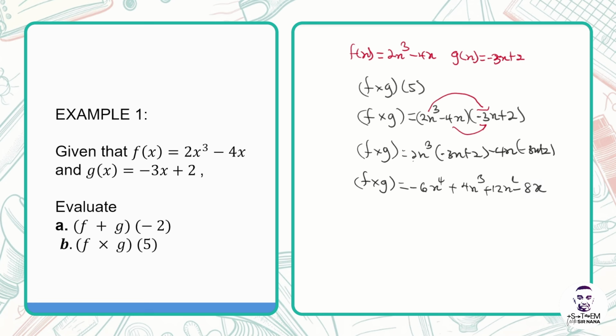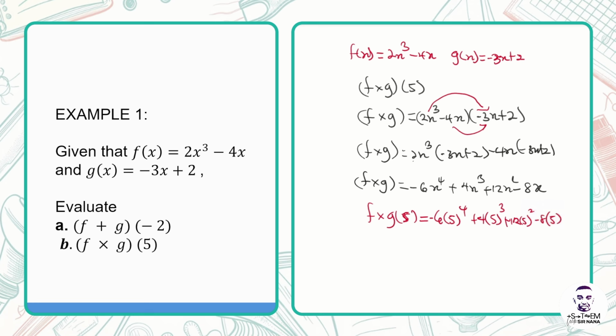So now we have to do a substitution. We want to find f multiplying g of 5. In this case, wherever we see x in the expression, -6x raised to the power 4, plus 4x raised to the power 3, plus 12x squared, minus 8x, we'll put the 5 there. So we have -6, the x is 5 raised to the power 4. We have plus 4, the x is 5 raised to the power 3. And then we have plus 12, the x is 5 raised to the power 2, minus 8 multiplying 5.